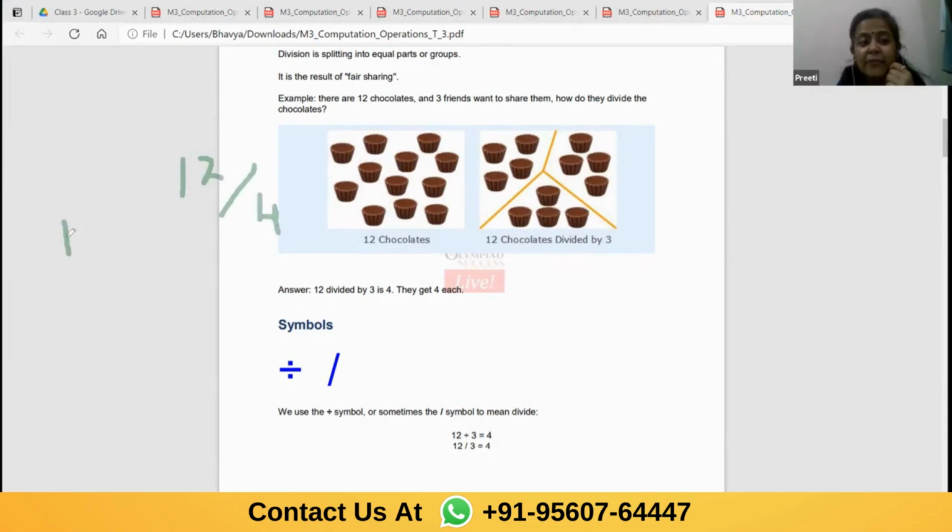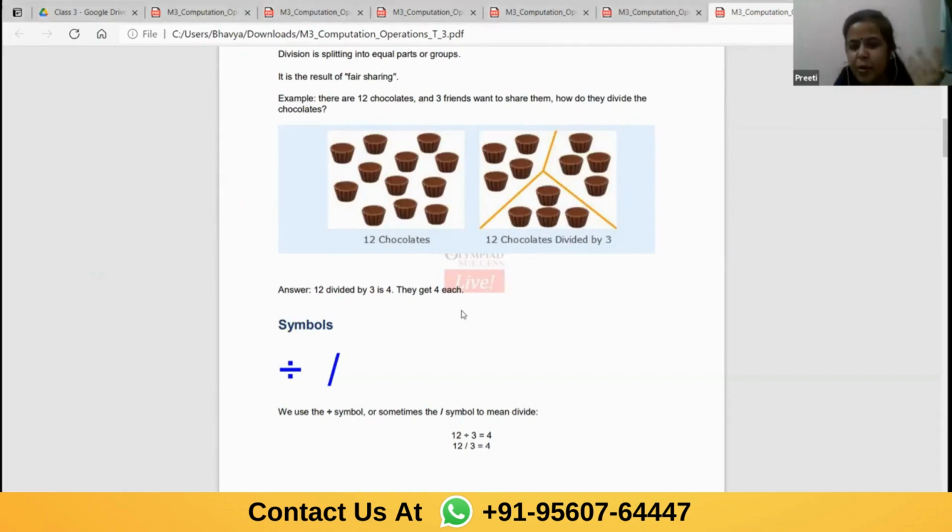When you learn fractions, we will use the sleeping line, not the slanting line anymore. In fractions, we use the sleeping line, and this is used for division. You're right. Okay, let's move forward.